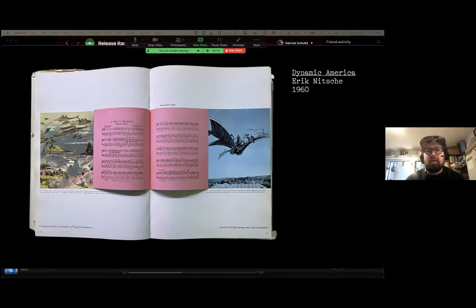So if you've never checked out Erik Nitsche's work, I highly recommend it. He did a really amazing poster series for General Dynamics that is probably one of the fairly well-known poster series from the 20th century.